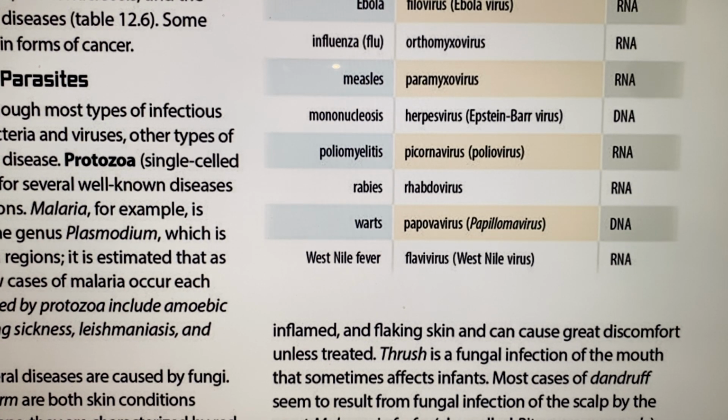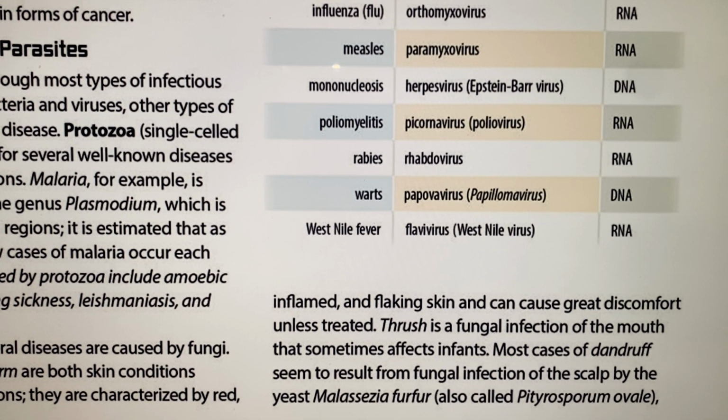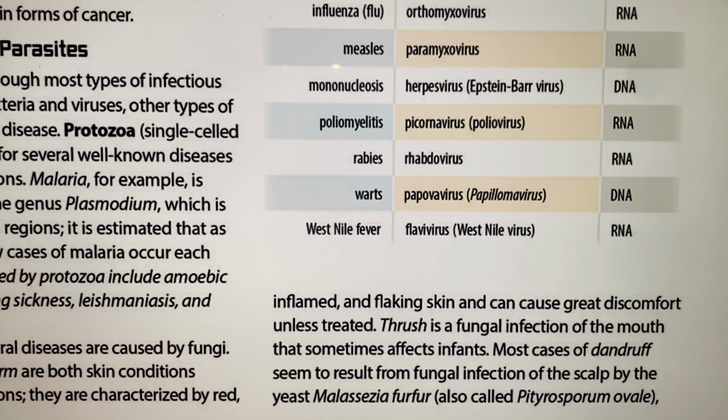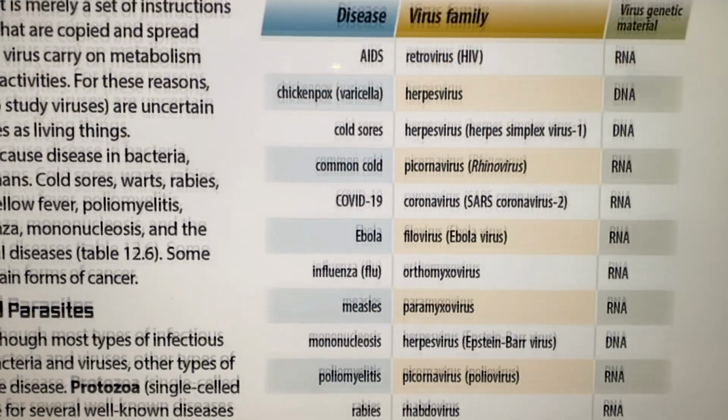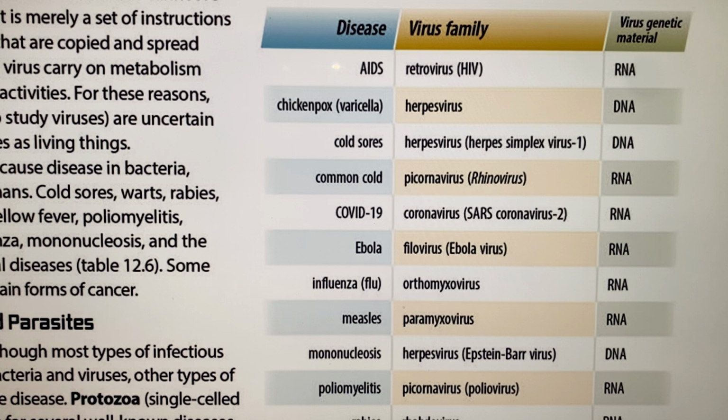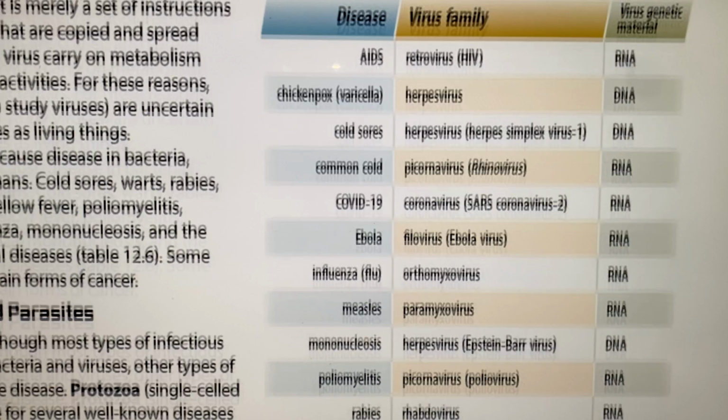Mononucleosis is the herpes virus. Epstein-Barr virus is DNA. Polio, RNA. Rabies, RNA. And warts, papillomavirus, DNA. West Nile, RNA. You can see that's the genetic material in the virus. But it can infect the parts, like I said, AIDS affects the RNA. It's like a messenger RNA that's disguised and gets into the DNA of the cell.